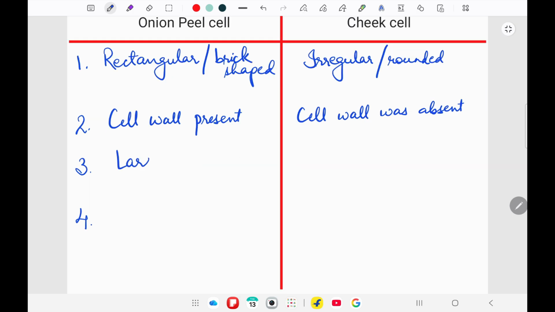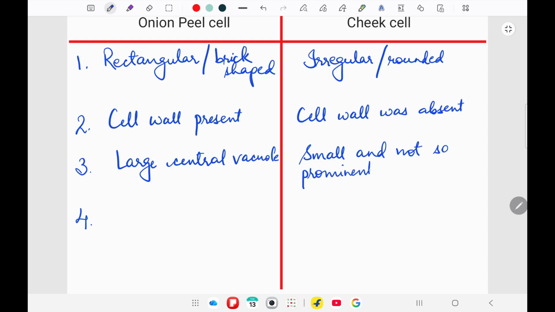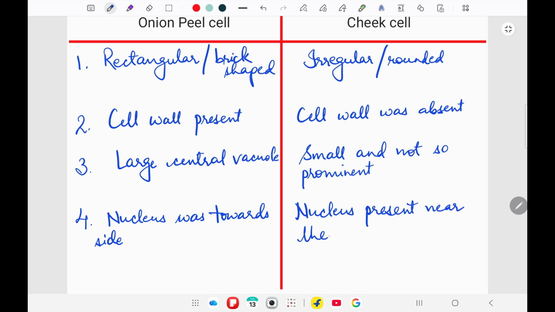In the onion peel cell, there was a large central vacuole, while in the cheek cell, the vacuoles were small and not so prominent. The nucleus in the onion peel cell was towards the side due to the large vacuole, while in case of the cheek cell, the nucleus was present near the center. Let us quickly discuss a few of the organelles that we saw in the cells.